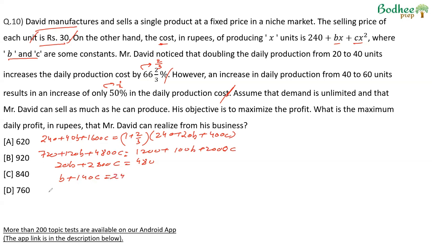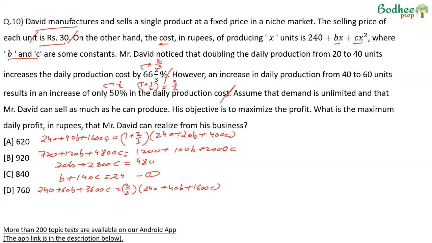This is equation 1. In the second case, production goes from 40 to 60. The production cost for 60 units will be 240 plus 60B plus 3600C, putting X as 60. This is 50% more. That is 1 plus 1 by 2 times, which is 3 by 2 times of the production cost of 40 units, which was 240 plus 40B plus 1600C.